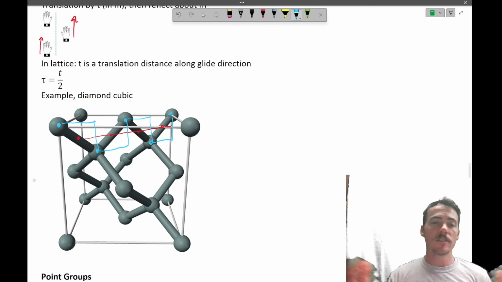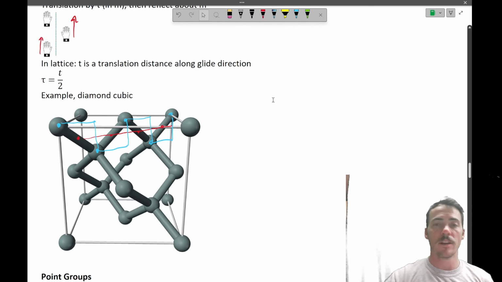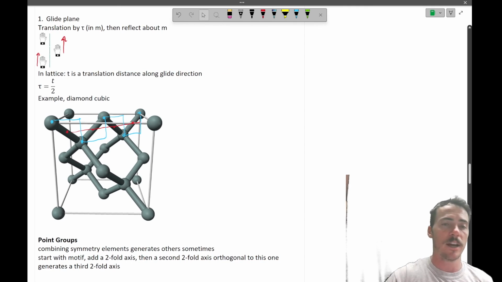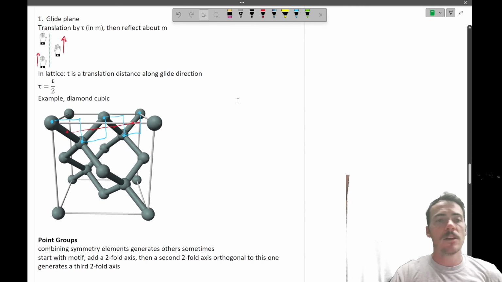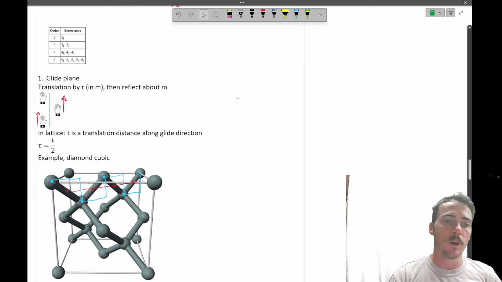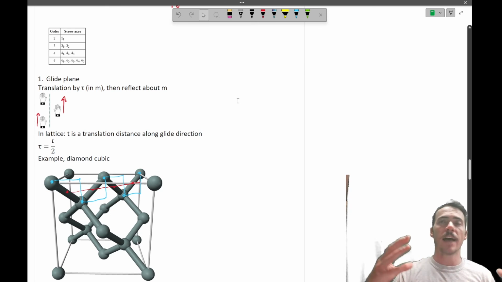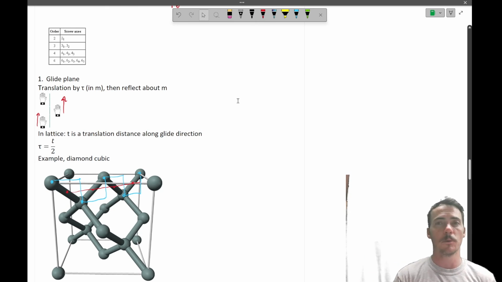Okay, so those are the symmetry elements that we use to create all the different symmetry that we find in material science. It's pretty awesome. Okay, so from that, we can actually come up with our different ways of classifying different materials by the symmetry, and we'll do that in our next video.